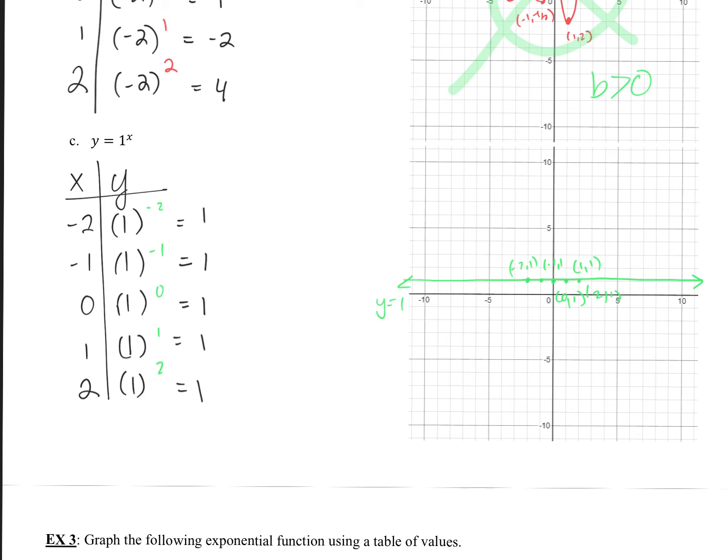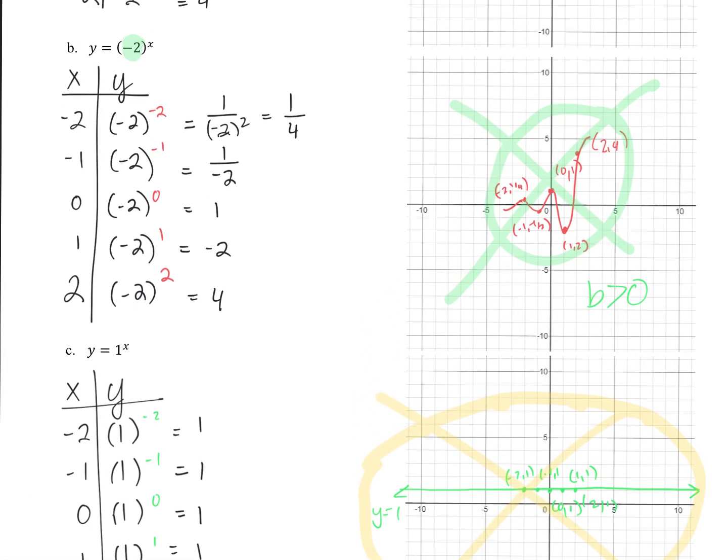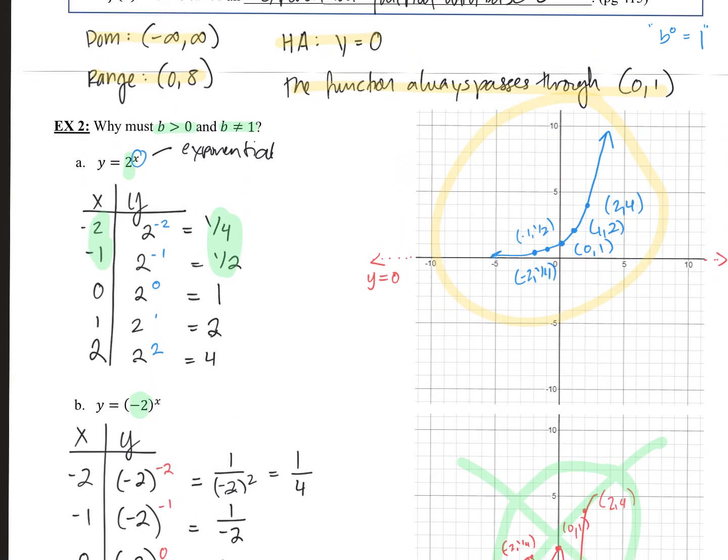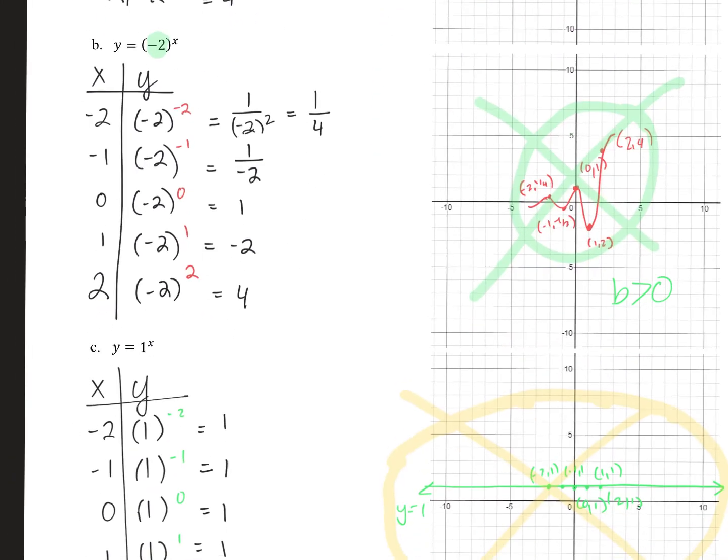So mathematicians were like, you know what? This is not what we're looking for in a logarithmic. B cannot equal 1. And those are the restrictions, because those two do not end up looking like how we want logarithms to look like. So we went ahead and stuck with the restrictions. B needs to be greater than 0 and B cannot equal 1.